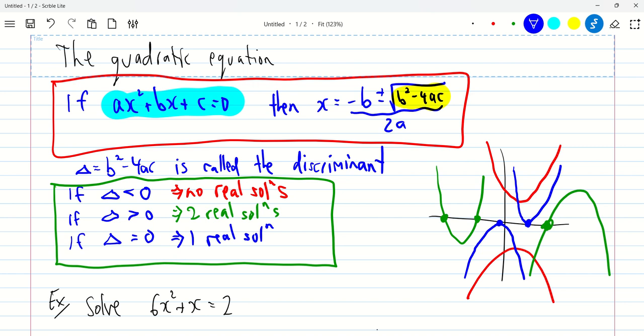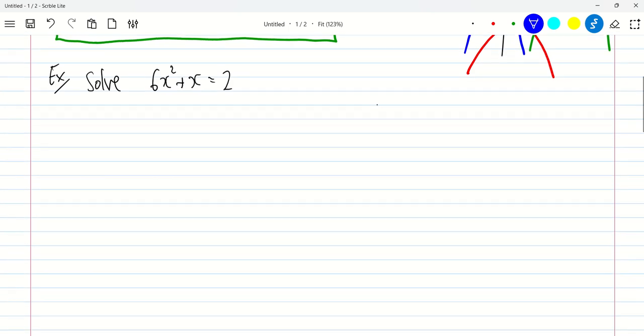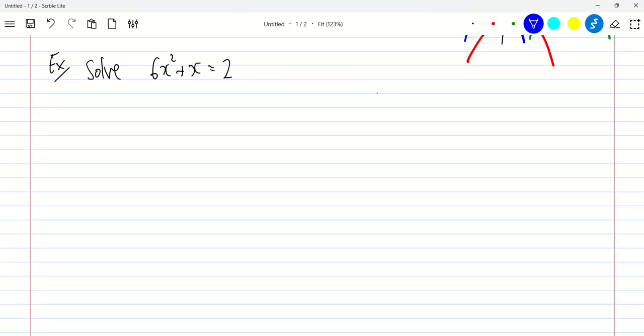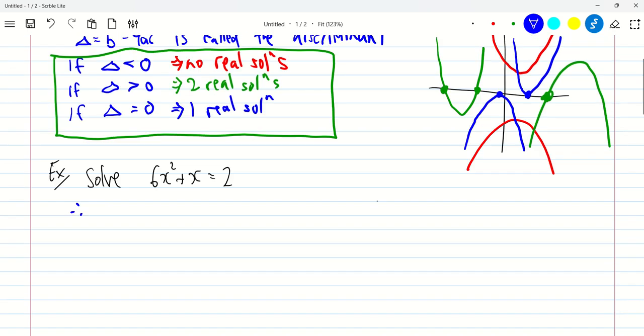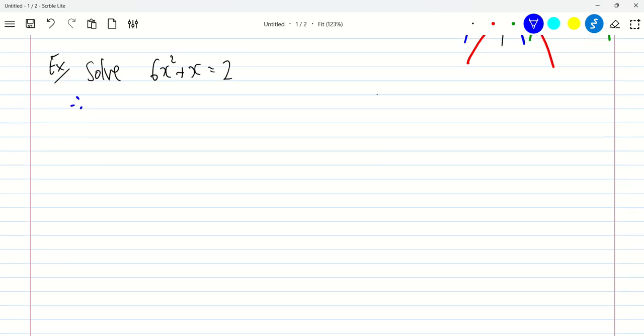So let's have a look at an example to show you how to use it. Solve 6x squared plus x equal to 2. Firstly, this is not in the form that we need it. Remember, to use the quadratic equation, it must be equal to 0. So we can rearrange it slightly and go 6x squared plus x minus 2 equals 0.